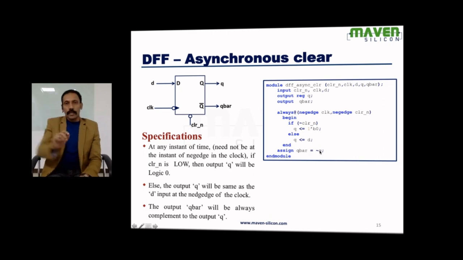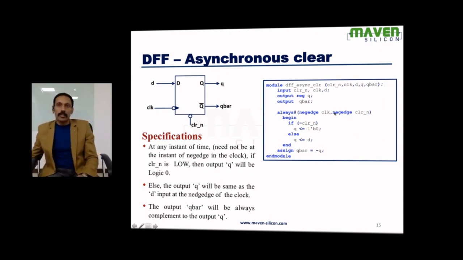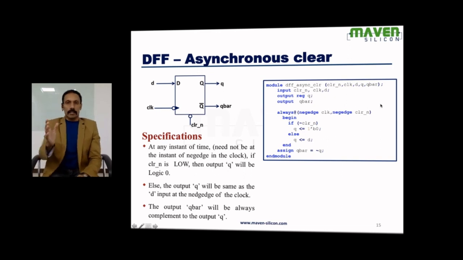So here one important point is the clear is asynchronous, so it has to be part of sensitivity list. And clear is active low, so it has to be negedge clear. It doesn't mean that clear is edge sensitive. Still it's going to be level sensitive.